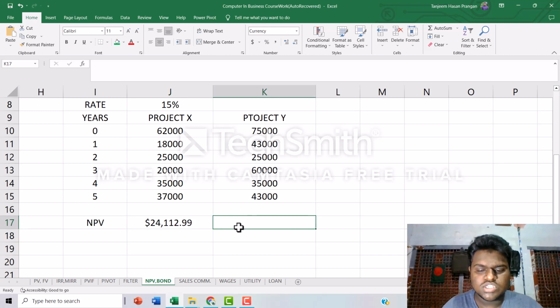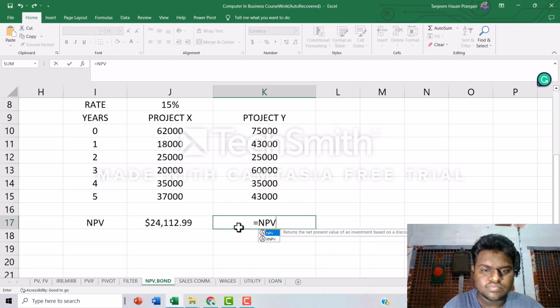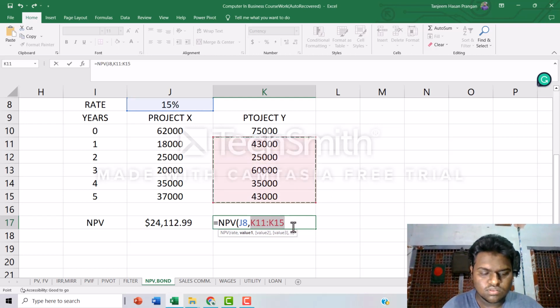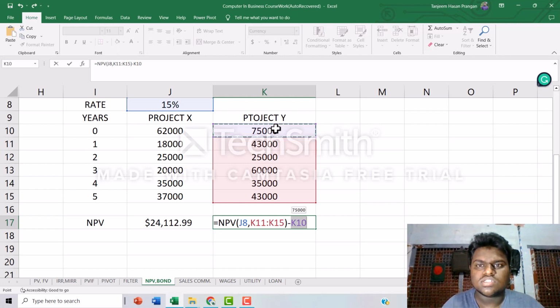With the same formula we are going to calculate the net present value of project Y. So NPV again, the rate, which seems to be the same. Then all the cash flows, closing the bracket again, and then we have to minus the initial investment. So this is the formula to calculate the net present value, and this is the figure.